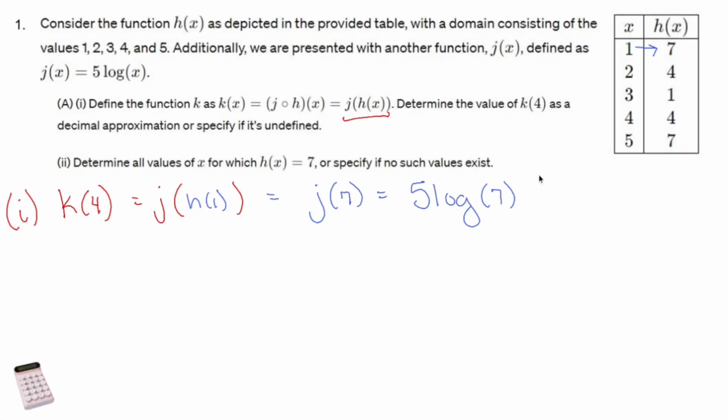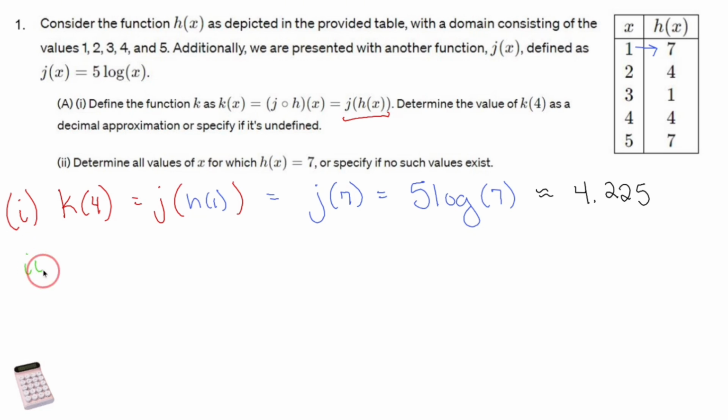All right, so k of 4 is going to be roughly 4.225. So that's it. That's all we have to do. Now, again, I know I said it in the calculator thing. Since this is an open-ended question, we have to make sure that we round to 3 decimal places. So this is our approximation rounded to 3 decimal places. So that is part I.